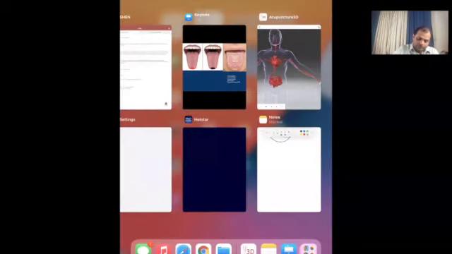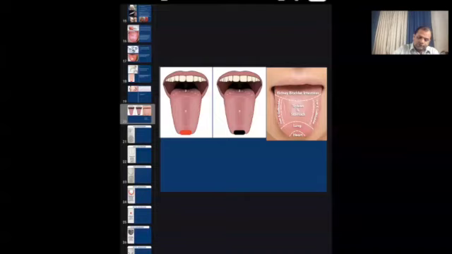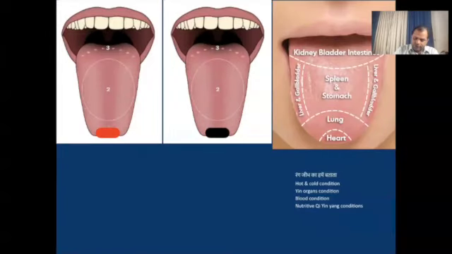As per TCM tongue diagnosis, the tip of the tongue means heart. So just focus on the tip of the tongue. Just treat the tip of the tongue. How? Just treat the heart heat. Then you will be able to reduce the problem happening in the head region.